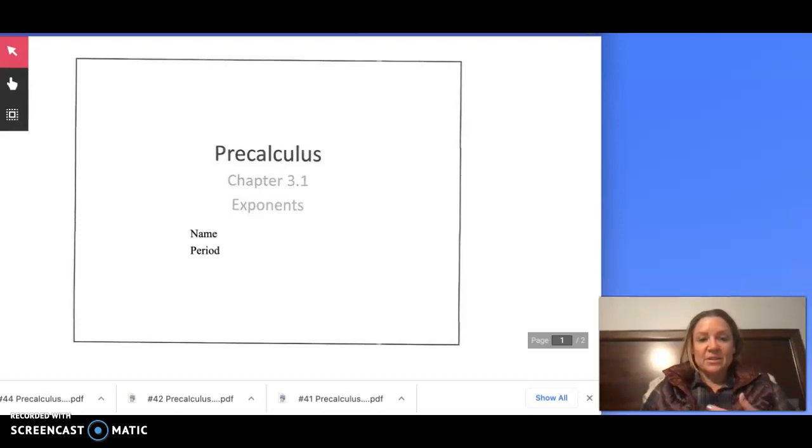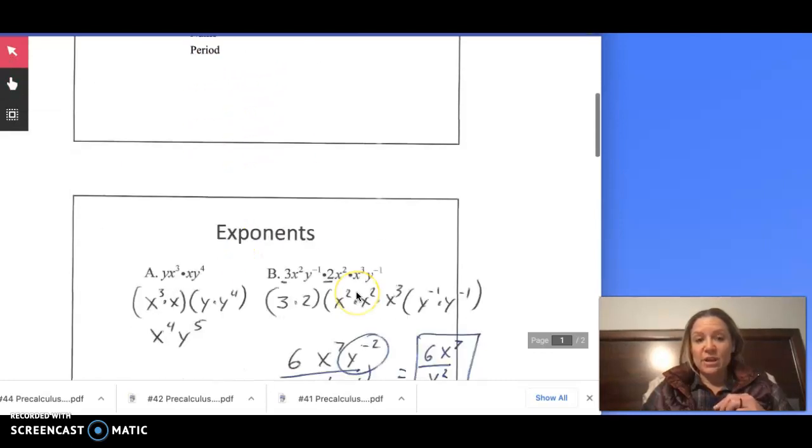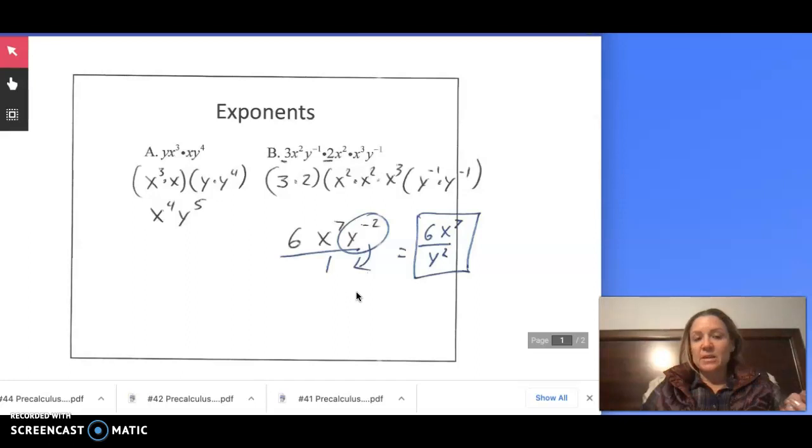Welcome to Pre-Calculus Notes for Exponents, Chapter 3.1. Go ahead and write the title and your name and what period you're in. Today we're going to look at some exponents. Hopefully these are super familiar to you. So we're just going to go through these examples quickly.